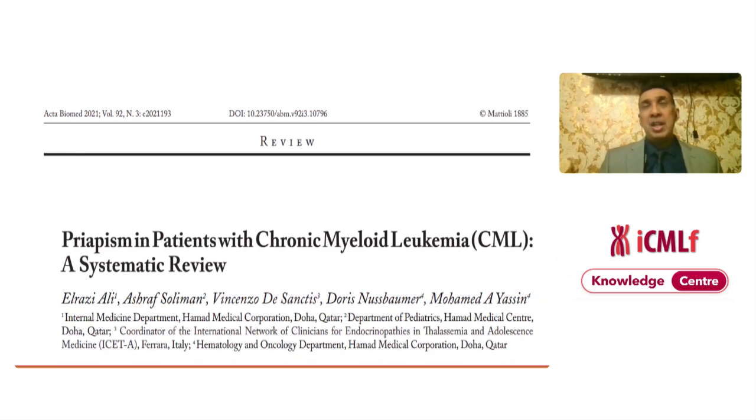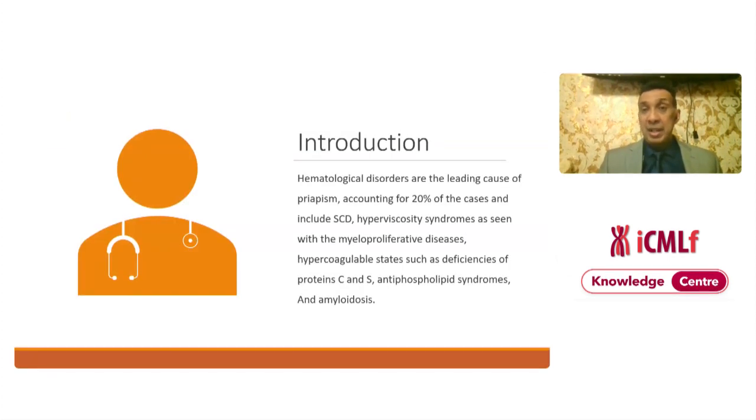When it comes to chronic myeloid leukemia, we have seen a few patients coming with priapism, and we decided to do a systematic review and look at this problem in depth: to see the prevalence, incidence, and risk factors for developing priapism in patients with chronic myeloid leukemia, to determine whether their outcome resembles that of other hematological diseases, and to see if there is a particular difference between priapism in CML and other kinds of hematological malignancy.